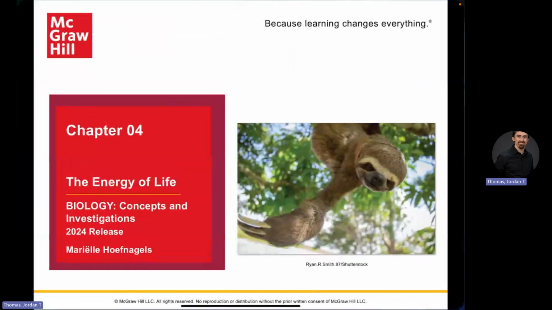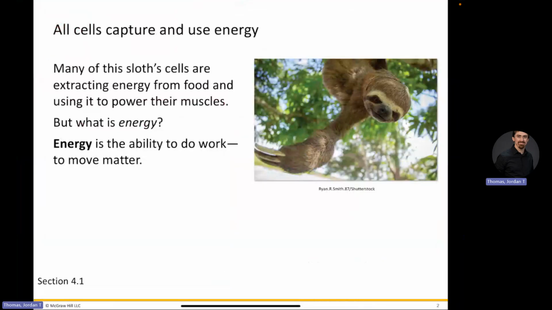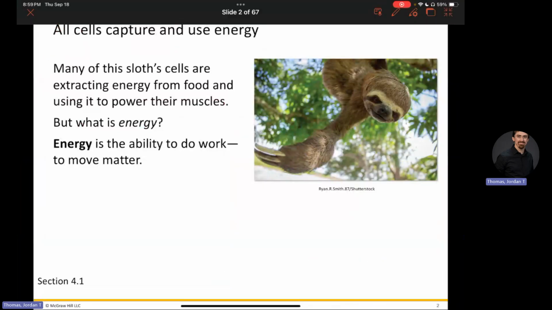Before we do that, though, in chapter four, we're going to go over some basics. Basics of chemical reactions, different types. We're going to talk about ATP, enzymes, and lastly, we'll talk about membrane transport. I'll break this down into three parts, with the first part being chemical reactions. And before we get to that, let's talk about energy, though. So, energy is the ability to do work.